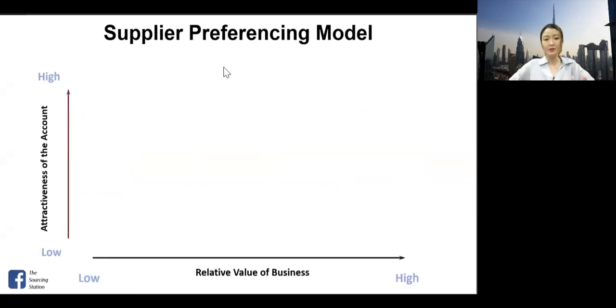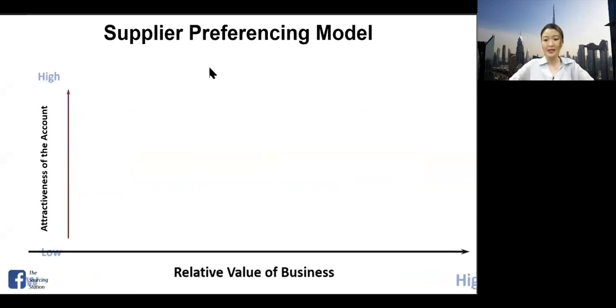Okay, without further ado, this is the supplier preferencing model. As you can see here, we have two axes only, simple: relative value of business versus attractiveness of account. In here, relative value of business, as the name sounds, means the business value you provide to your supplier.